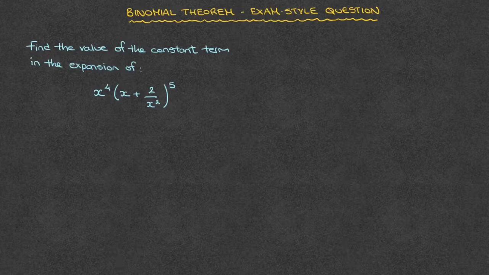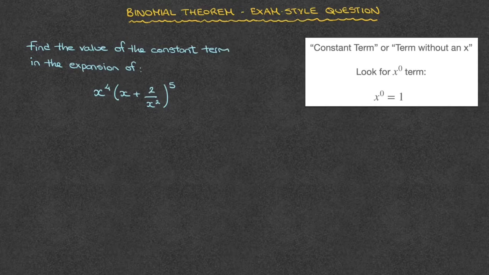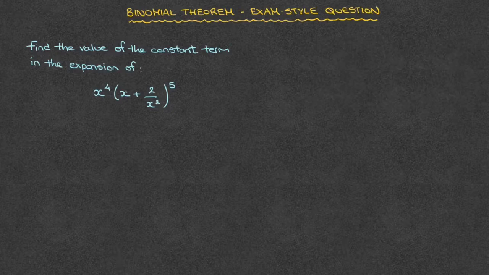Before solving this problem, let me quickly point out that when we say constant term, this means the term without an x. Perhaps one of the best ways of finding the term without an x is to look for the x to the power of 0 term, because x to the power of 0 equals 1. That being said, let's see how to solve this problem.